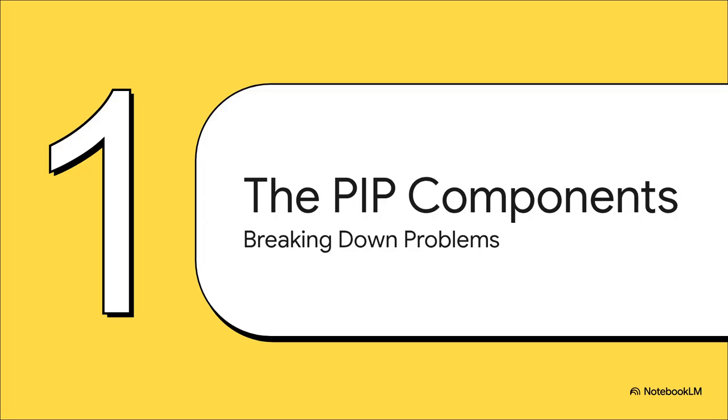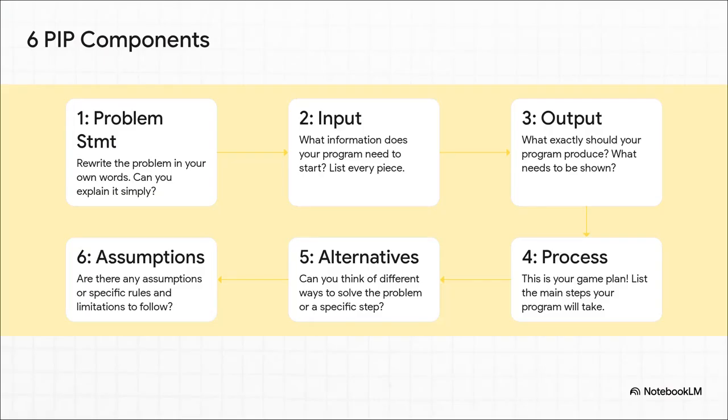Okay, so you're probably sold on the why. Now let's get into the how. Let's break down the different parts of a PIP analysis. Now, a full-blown PIP chart can have 6 parts to really get you thinking. But honestly, the heart and soul of the whole thing, the part that'll get you 90% of the way there, is just 3 simple steps: input, process, and output. Let's really nail those 3 first.